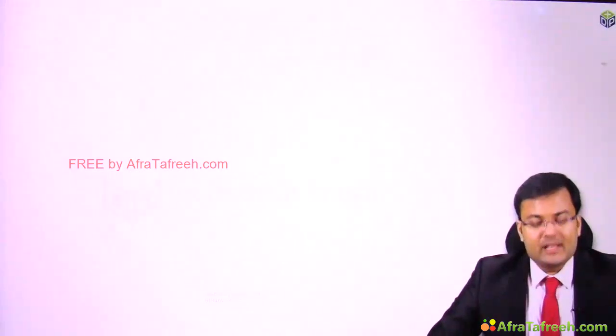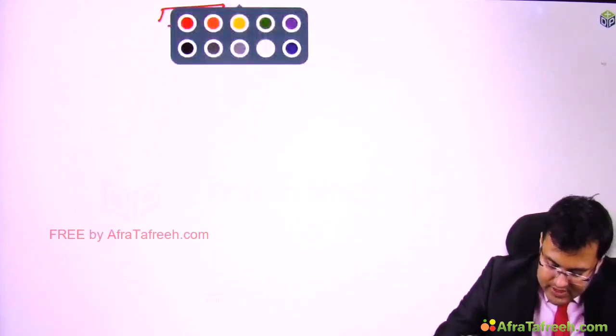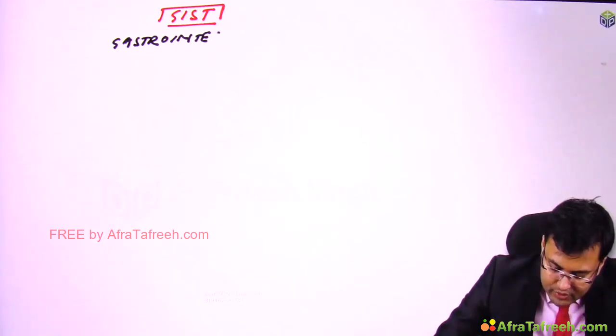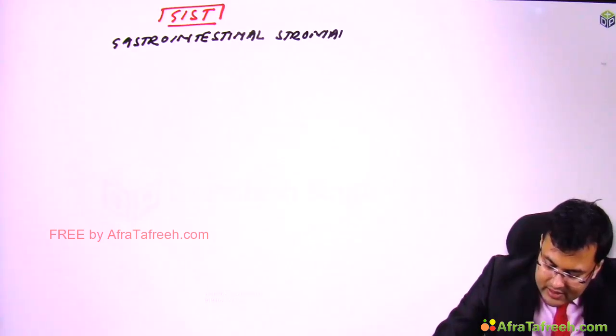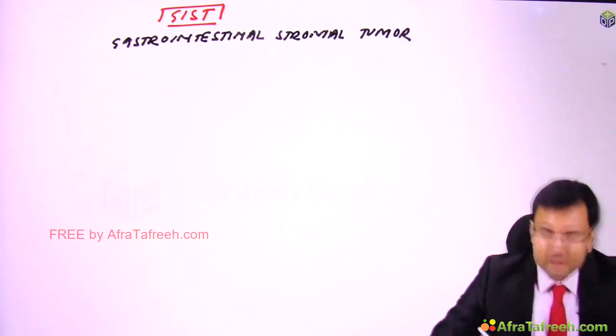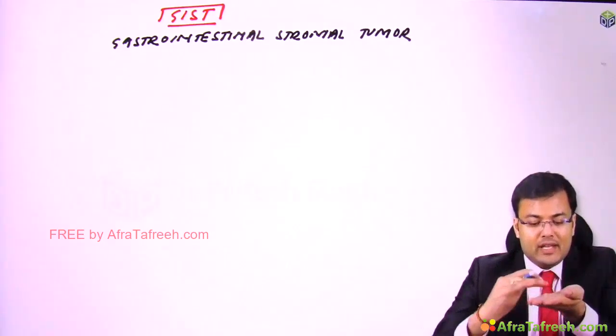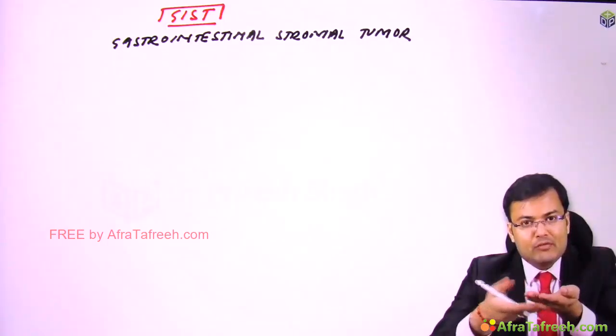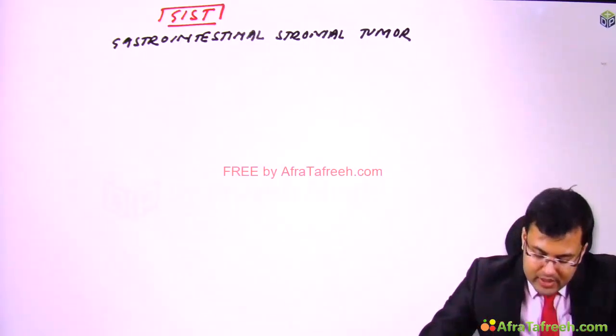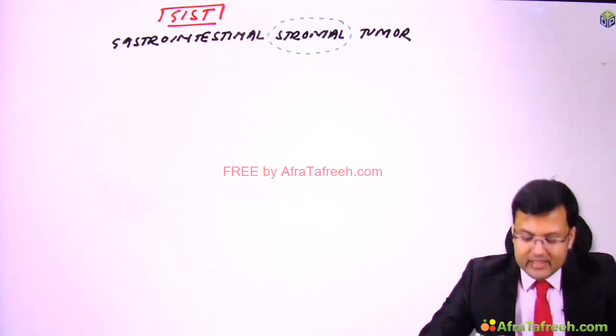Next is very important topic, that is GIST. What is the full form of GIST? It's the gastrointestinal stromal tumor. Now how to remember this tumor? It's very easy. See, I told you that carcinomas are having epithelial origin and sarcomas are having what? Stromal or mesenchymal origin. So here you can make out that what kind of tumor is this? It is having stromal origin, means this tumor will behave like sarcoma.